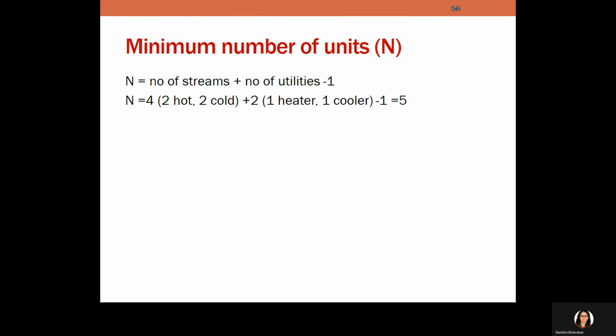Now, how do we find the minimum number of units? The minimum number of units in your heat exchanger network is the number of streams plus the number of utilities, minus 1. So how many streams do we have? We have 4 streams, plus 2 utilities, one hot and one cold, minus 1. So 4 plus 2 is 6, 6 minus 1 is 5. So the minimum number of units that we can have in our process is 5.